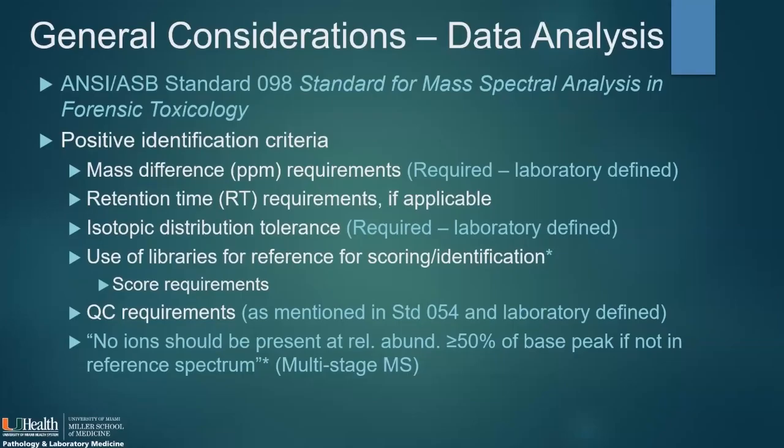One other thing I did want to pull out from positive identification criteria and from Standard 98 is they do have a line that says no ion should be present at a relative abundance greater than 50% of the base peak if it's not in the reference spectrum. This is when you're collecting multi-stage MS, so in this case, it would be like targeted MS or MS to the N. So if you are looking for scoring and identification, and there is an additional ion that is greater than 50% of the base peak in your sample spectrum, and it's not there in the reference spectrum, you should not call an identification based on that.